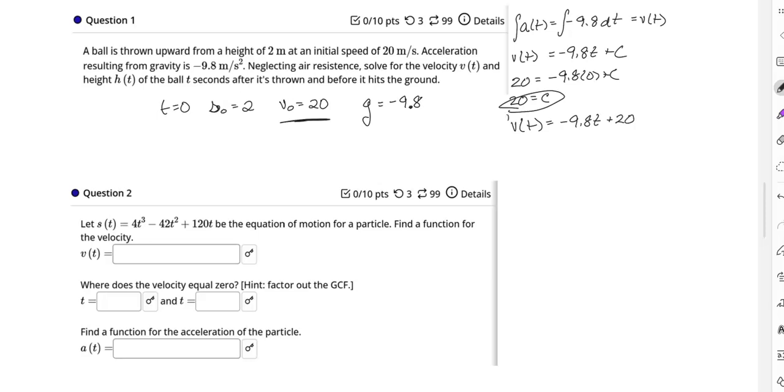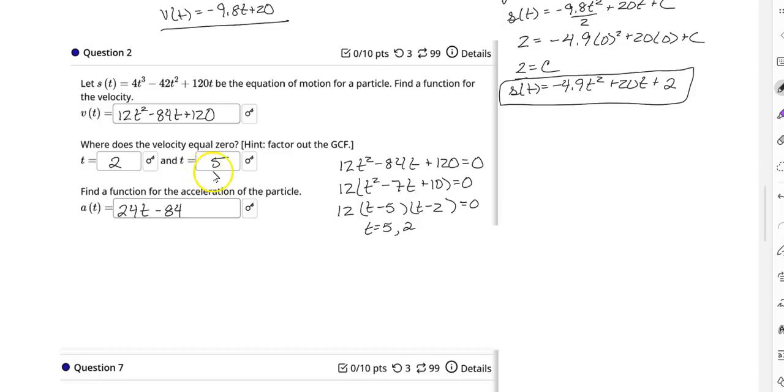And then if we integrate velocity, we're going to get position. So I'm going to write that velocity equation over here just so we don't lose it. So I'm going to get my position equation: negative 9.8t squared over 2 plus 20t plus some constant. That's where we're going to use this information. In the beginning, that height was 2 feet. Negative 9.8.